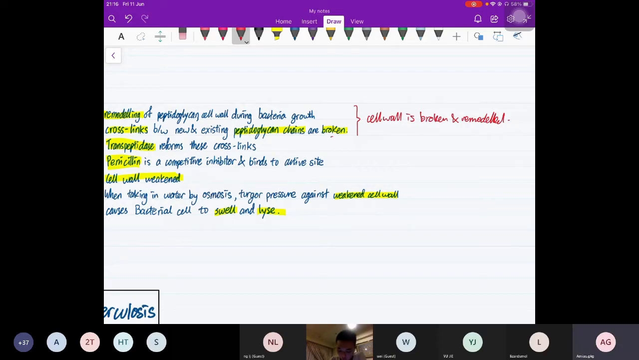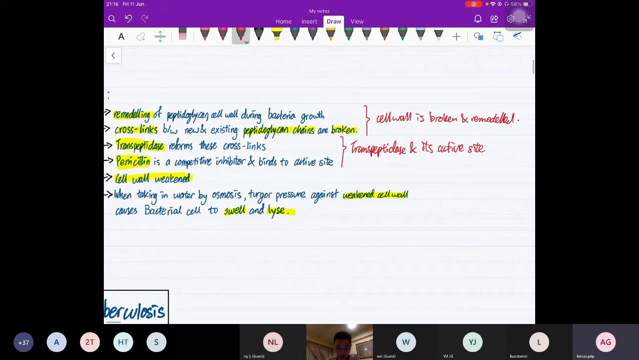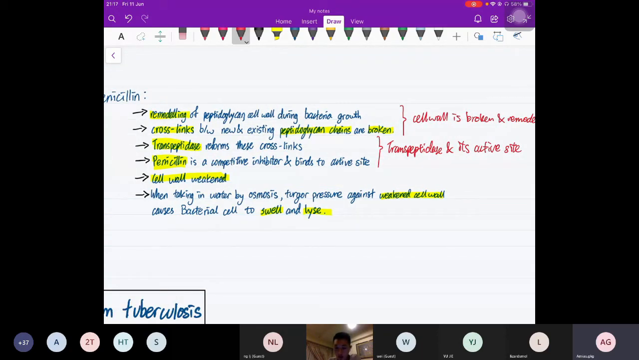Then you talk about what enzyme causes this. Transpeptidase and its active site. Okay, because that is the whole basis of how penicillin can work: its active site is complementary to penicillin. Penicillin is a competitive inhibitor, binds to the active site. Therefore, peptidoglycan cross-links cannot be reformed.